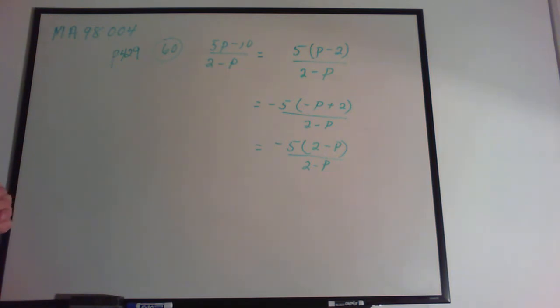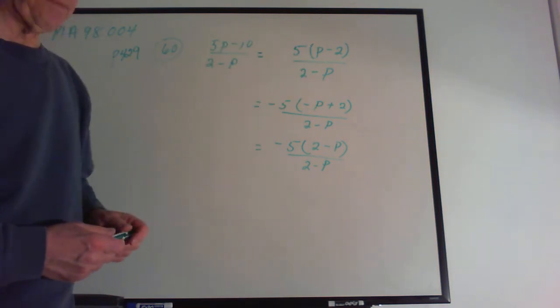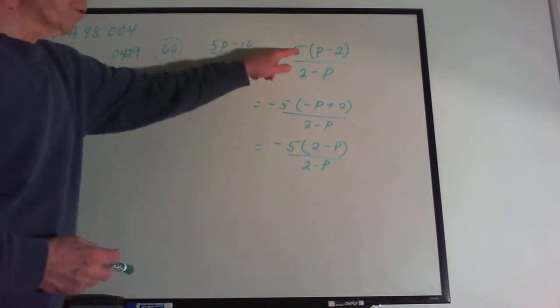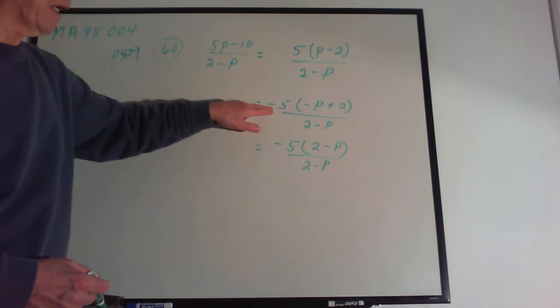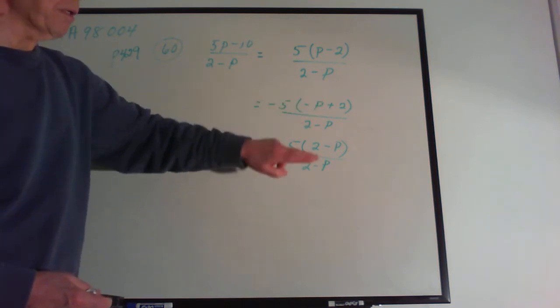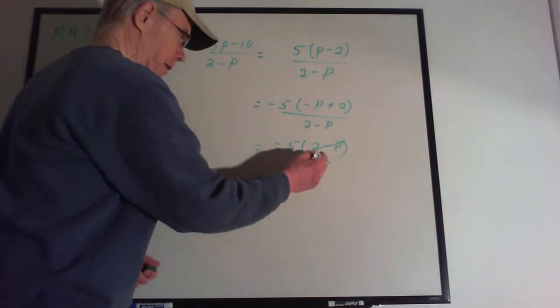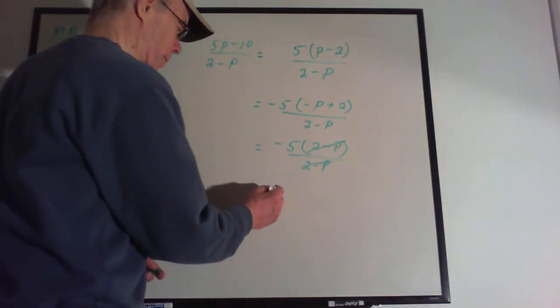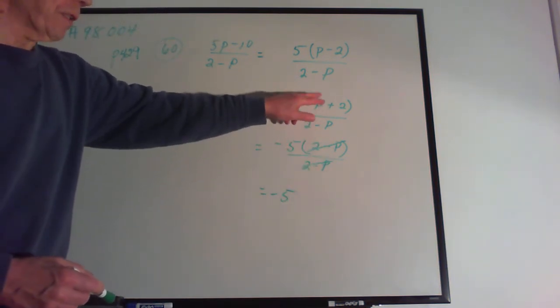All right, page 429, number 60. 5p minus 10 over 2 minus p. So I can factor the numerator, but I get p minus 2 over 2 minus p. What I want to do is make this p 2 minus p. So if I make this negative 5, now it becomes minus p plus 2, which I can rewrite this way. And then I can cancel it. So my answer is going to be negative 5. I don't have to rewrite it this way. I could have just canceled up here.